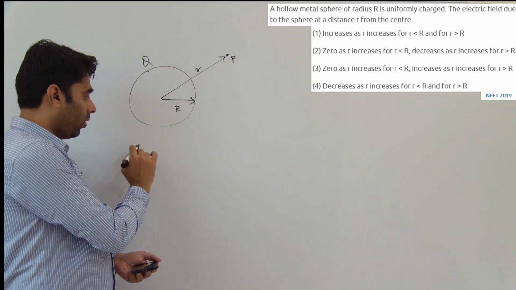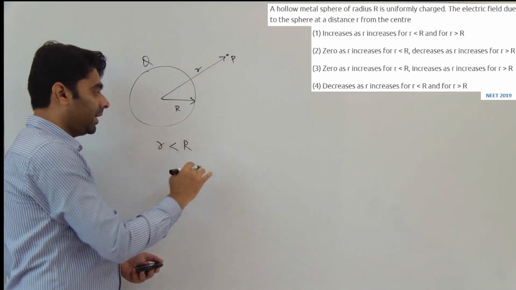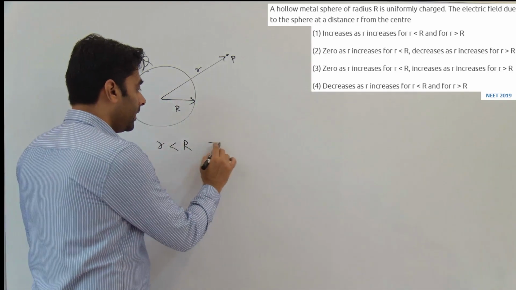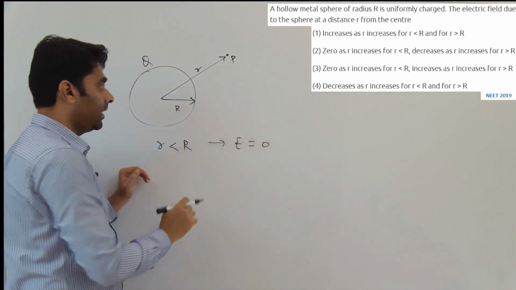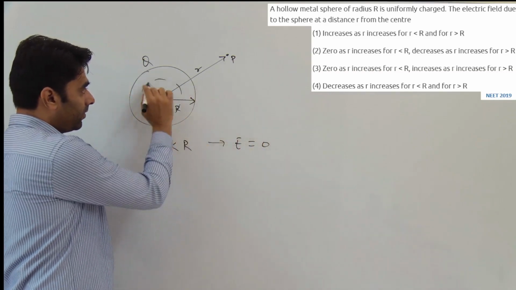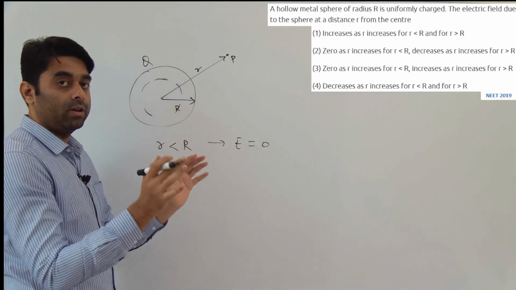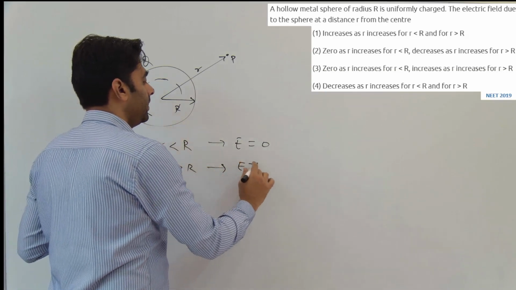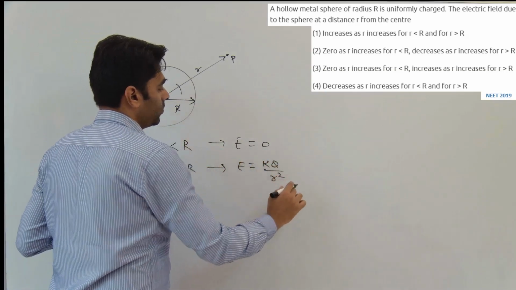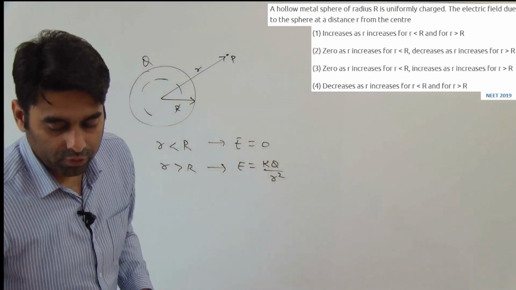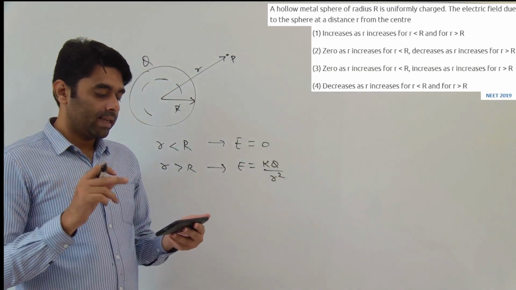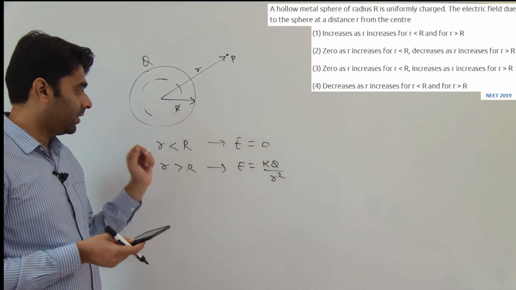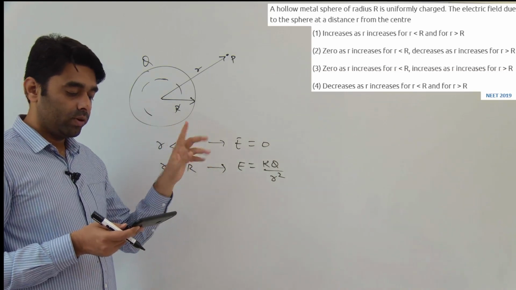Now we know for a hollow sphere, for r less than capital R, which means inside points, the electric field is 0. For r less than capital R, that means somewhere inside over here, it is 0 for a hollow sphere. It is 0 only. Next, for r greater than capital R, electric field is given as kq by r square. Now you can see the options. Which option says this? 0 for r less than capital R, that means small r less than capital R. Your options 2 and 3 both are saying this.